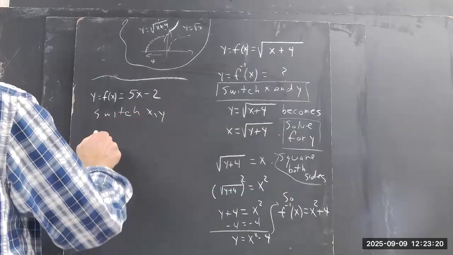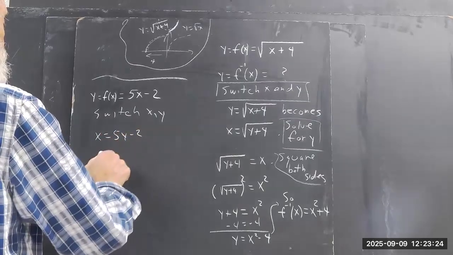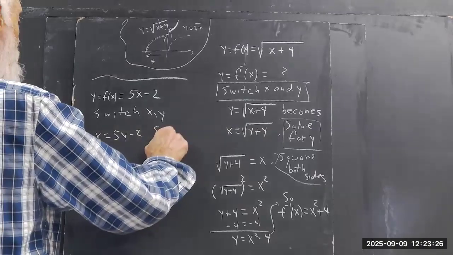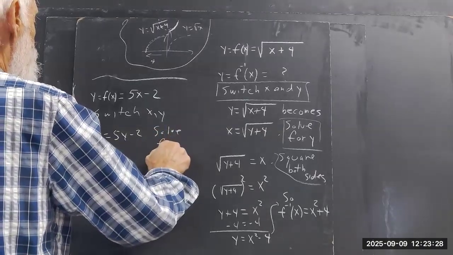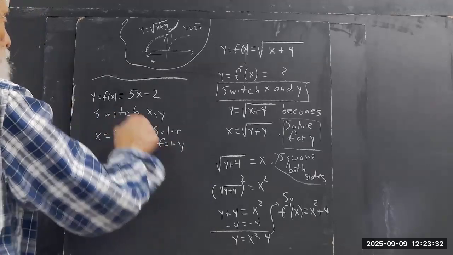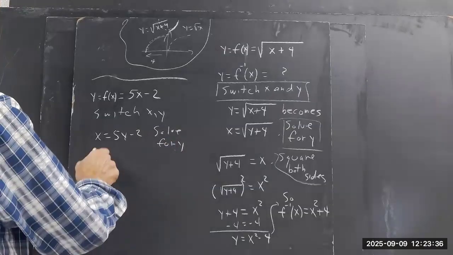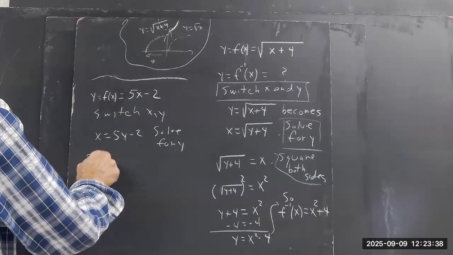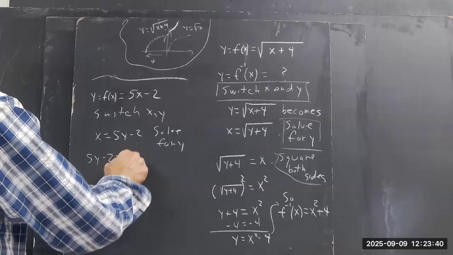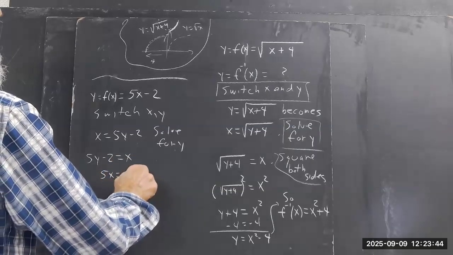Switch x and y, and you get x equals 5y minus 2. And then you solve for y. You want to write this out? And then you write solve for y to remind yourself that's what you do. You get 5y minus 2 equals x. 5y equals x plus 2.